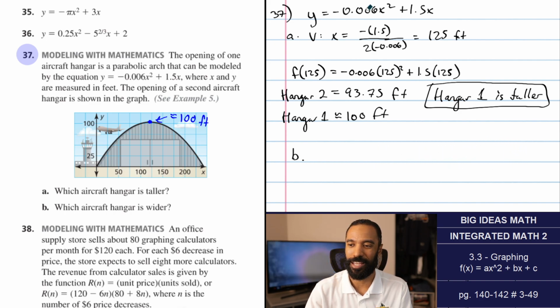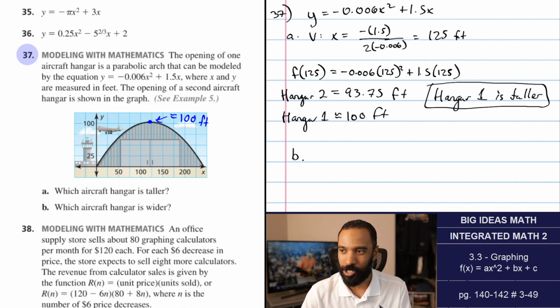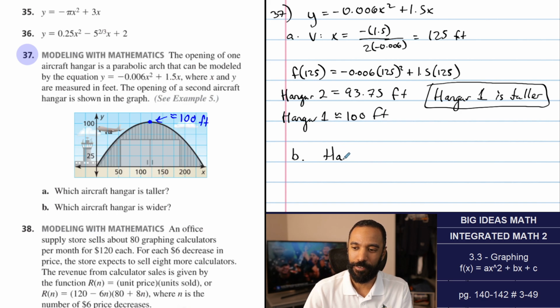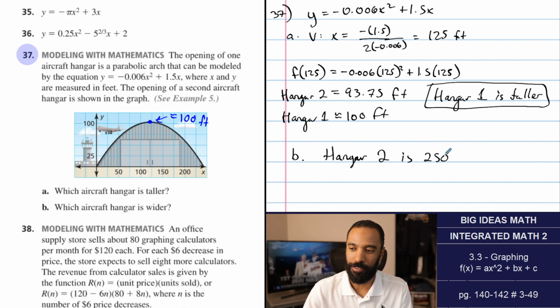So I'm just going to go ahead and straight up say that hangar 2 is 250 feet wide because you double up from its vertex to the other point. We talked about that for the horse leap. Hangar 2 is 250 feet, which is wider than hangar 1.